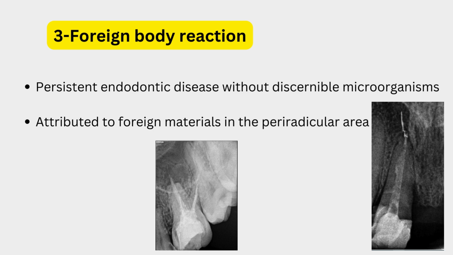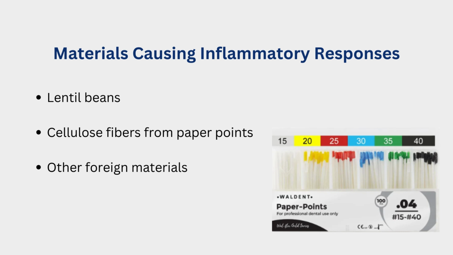We will discuss foreign body reactions in endodontics, focusing on non-microbial causes of persistent endodontic disease and their implications for treatment. Occasionally, persistent endodontic disease occurs even in the absence of discernible microorganisms. This phenomenon is often attributed to the presence of foreign materials in the periradicular area, which can provoke an inflammatory response. Several materials have been associated with inflammatory responses, including lentil beans and cellulose fibers from paper points. These foreign materials can inadvertently find their way into the periradicular area and cause persistent inflammation.